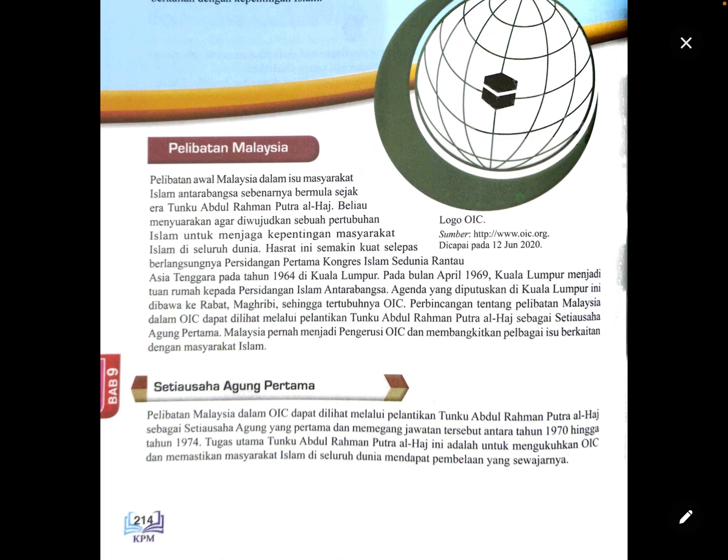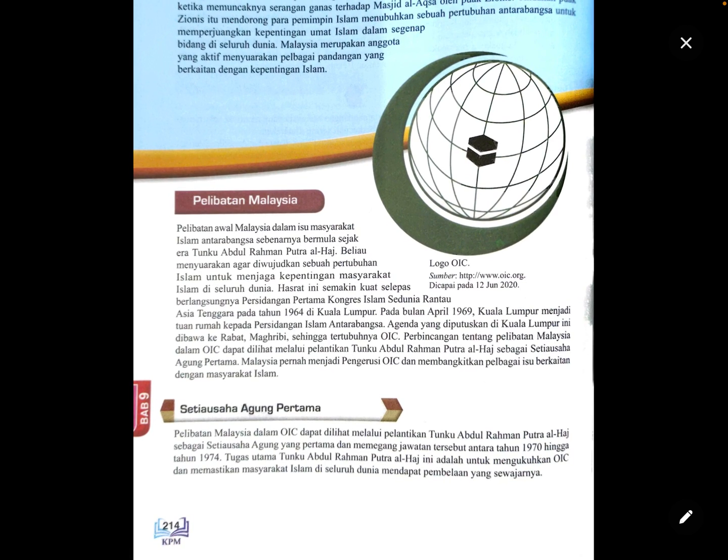Let me see if there's anything else. Okay, it all started with Tunku Abdul Rahman. He voiced out that there should be an Islamic organization to protect the rights of Muslims all over the world. It was brought up in a Congress, and in the end, they decided to come up with OIC, and Tunku Abdul Rahman was the first Setiausaha Agung. I'm not sure what it actually means. So when Tunku Abdul Rahman became the Setiausaha Agung of OIC, it showed that Malaysia was very involved and very active in this new organization, basically.